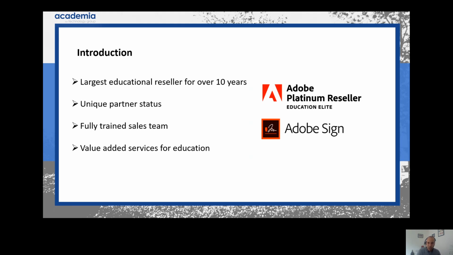So Academia are really proud to have been Adobe's largest educational reseller for over 10 years. We boast unique partner status in the sense that we are their only platinum reseller, education elite reseller, and Adobe Sign Velocity partner. And all that really means is we have access to the best pricing and very specific resource available towards education and education type solutions. We have a fully trained sales team and myself and my team available to support when things get a bit complicated. And we offer a range of value-added services we'll touch on towards the end.